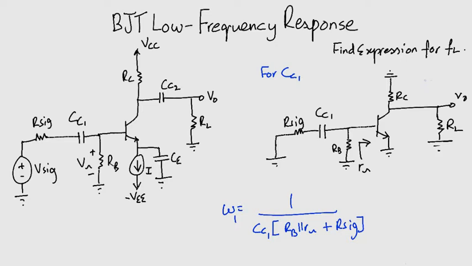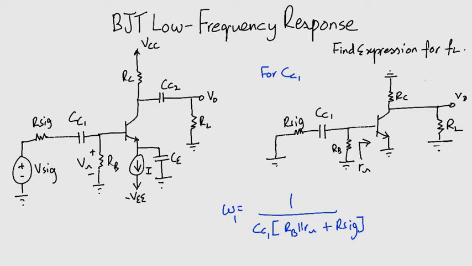Remember that Rsig and the parallel combination of Rb and Rpi are not in parallel. Why? Because the capacitor CC1 is between them, so they don't share two common terminals. And since we are only looking at total resistance across the capacitance's terminals, we have to add them together.